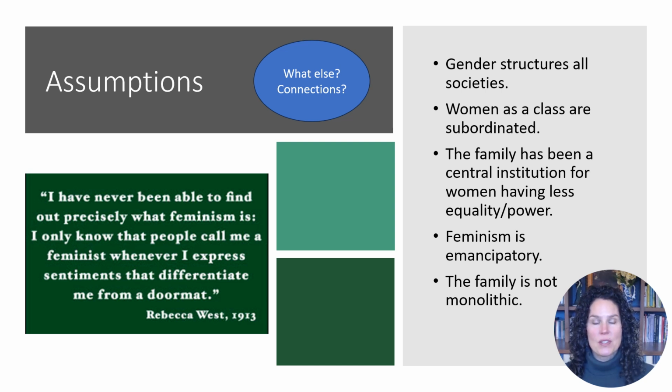Other assumptions about feminism are that it's emancipatory. This just means that feminism emphasizes social change. The other theories we study simply try to describe families, but feminist family theory tries to describe, and then also says we are working towards the ideal of equality. And then the last one is that the family is not monolithic. It's simply a way of saying that there are varying forms of the family. Not all families are the SNAF.